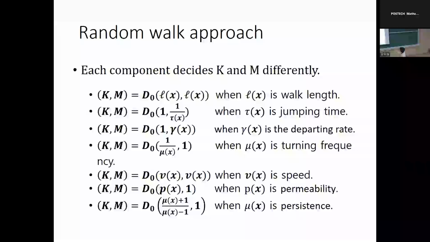Now, you have a turning frequency. Turning frequency goes here. It does not make a difference in the steady state. And then this one is speed. It's a kinetic equation case. Speed goes here. Permeability always goes into K, and persistence goes into the K place. But the interesting case here is if the persistence is not isotropic, but anisotropic, then M also changes. Okay, I talk too much.